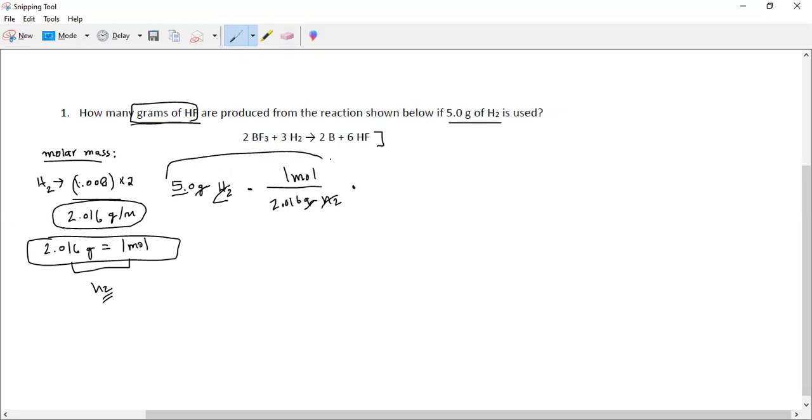I have moles of H2, but what do I need to multiply with? I need some conversion factor here so that my moles of H2 can cancel out, and then I'll be left with moles of HF, right? So ideally, if I had an X amount of moles of H2 here and an X amount of moles of HF here, then I could cancel the moles of H2 and I'd be left with moles of HF, right?